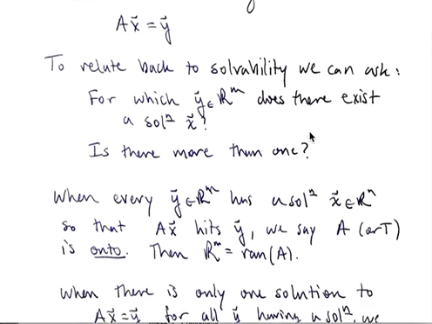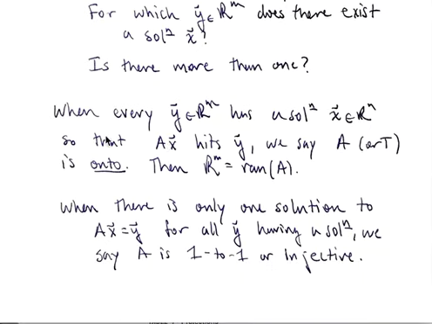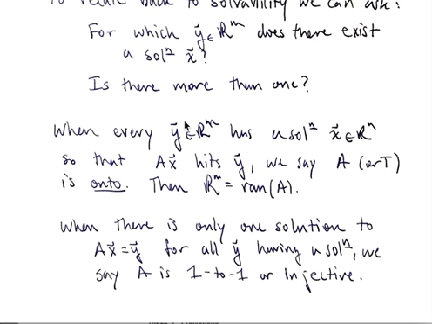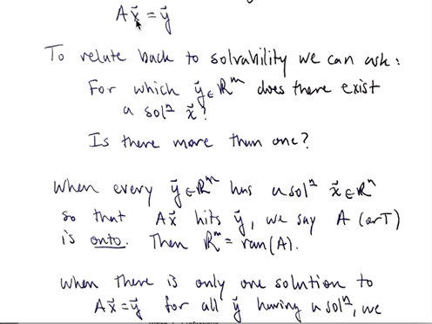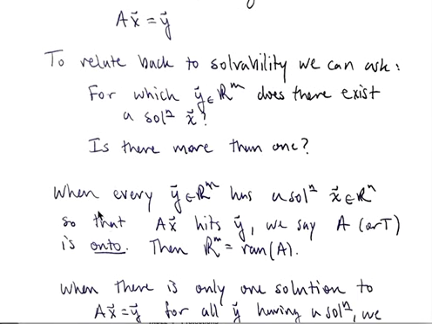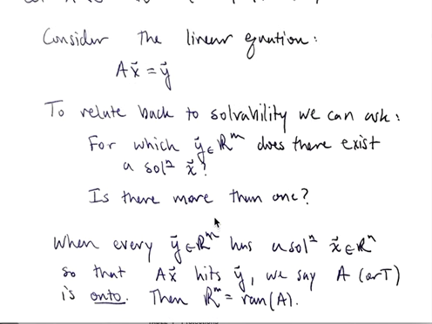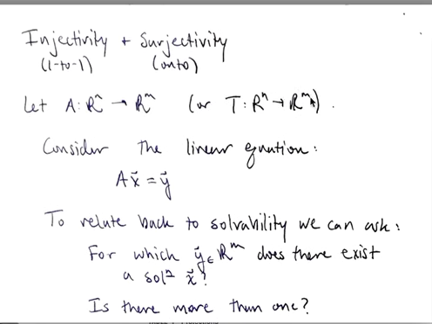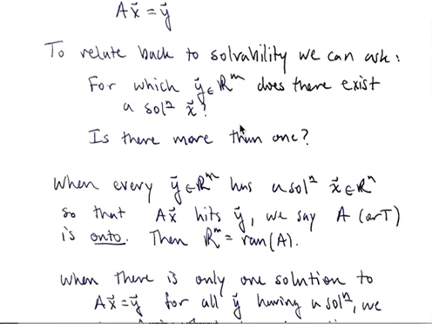Now, that's going to lead to two different concepts and two different definitions. So in the situation where every y has an x that solves this equation, we say that the mapping A or the mapping T is onto. Okay, so that's what I wrote here. When every y has a solution x so that Ax hits y, so every single y in Rm gets hit by some x in Rn, in that case we say that the mapping is onto.